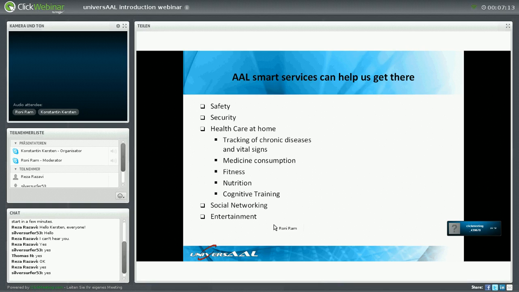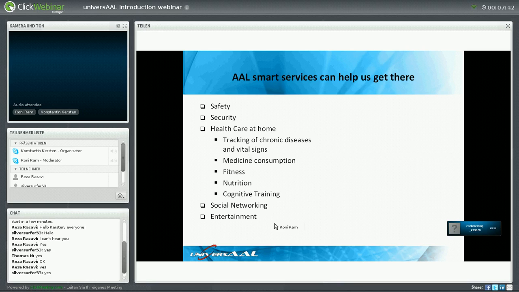In the healthcare domain, there are several services that can be offered at home in order to achieve a healthy lifestyle, like tracking of chronic diseases and vital signs, consumption of medications, supervising physical exercises, and motivating the person to behave according to the recommendations. Also to provide nutritional advice based on the actual consumption and the habits of this person, and also cognitive training.